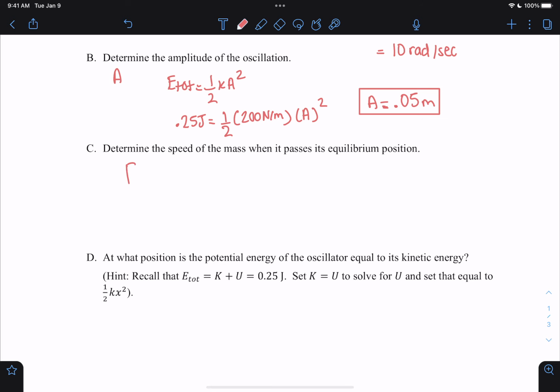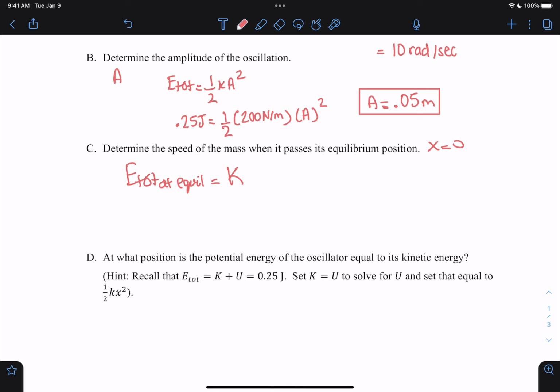So if we're looking at E total, and let's say at equilibrium, E total at equilibrium is going to be made up of only kinetic, and the potential is going to be 0, right? Because at equilibrium position, x equals 0, then half kx squared, x equals 0, you wouldn't have any spring potential energy.